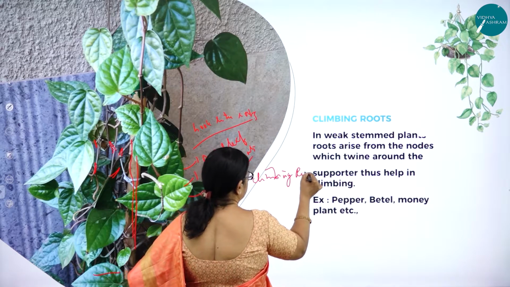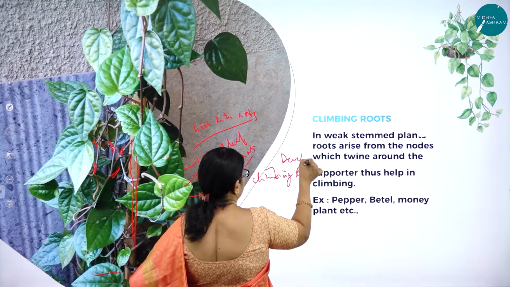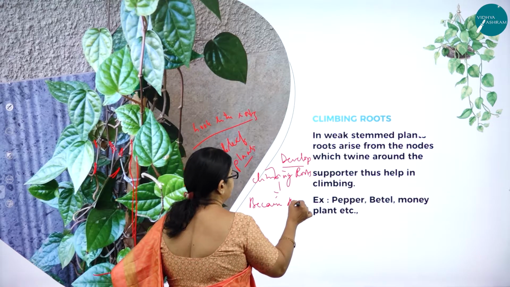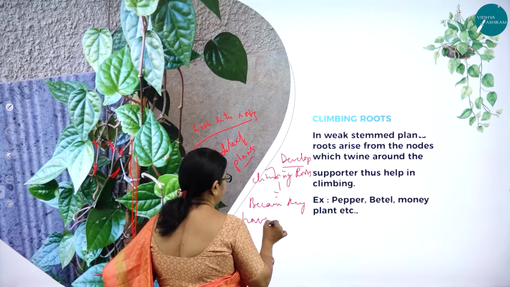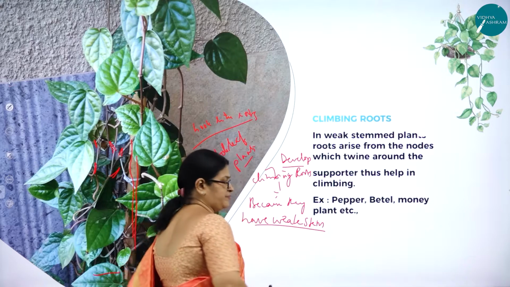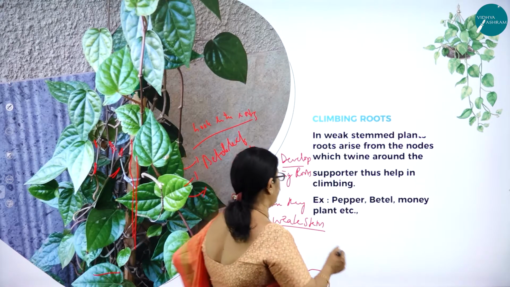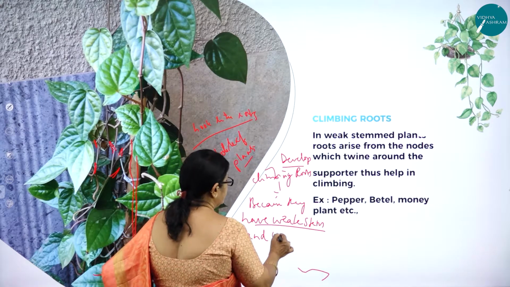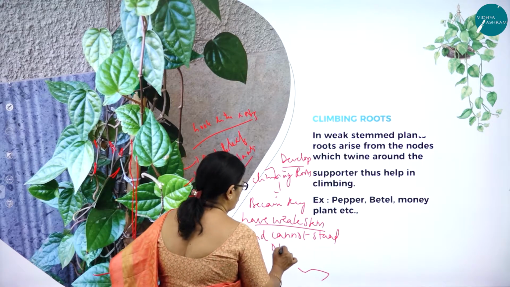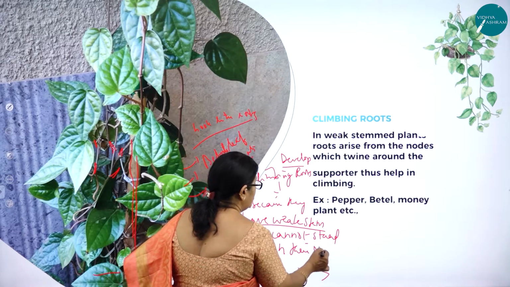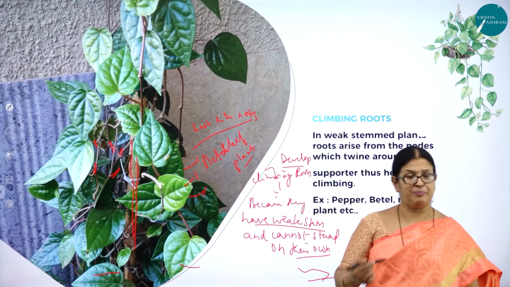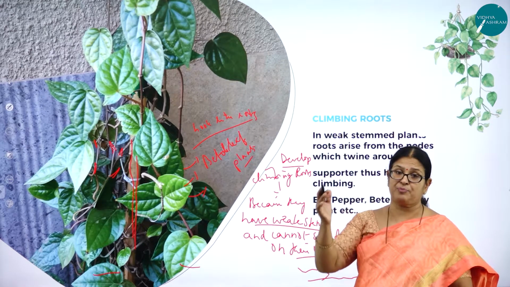They develop climbing roots because they have a weak stem. They cannot stand on their own. So when they don't have a support, what do they do? They take the support of the other plants.